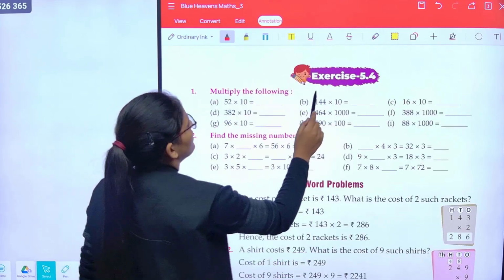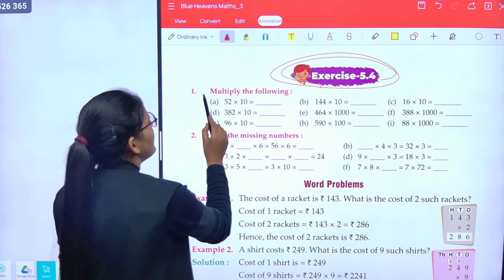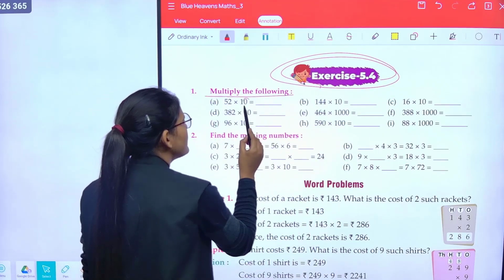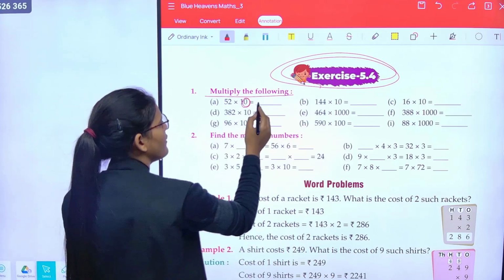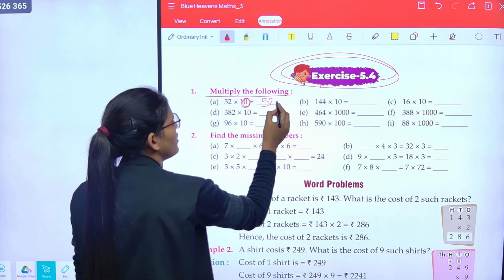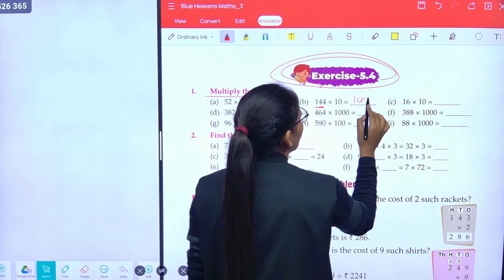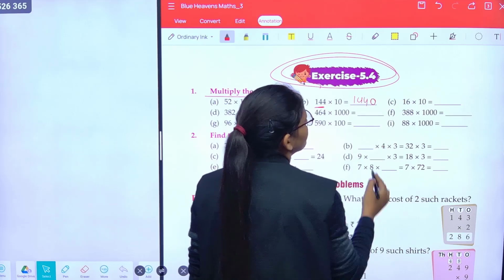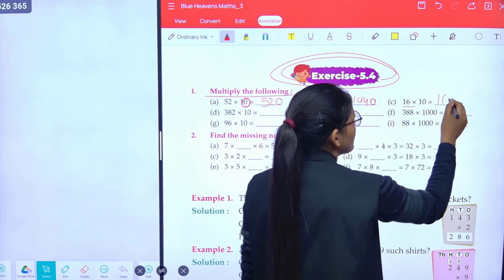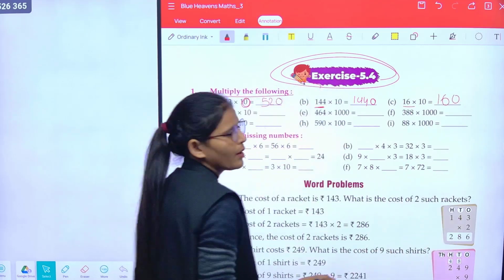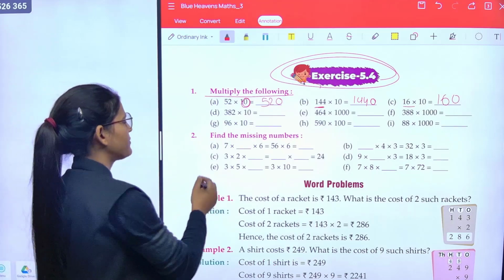Understood class? Now come to exercise 5.c. Multiply the following. class, यहाँ पर c हमारे पास एक 0 है तो हम अनेक्स 0 का यूज करेंगे. 952 into 10, put 0 at the end. Now 144 into 10, put 0 at the end of the number. 16 again into 10, it will become 160. Okay. Now students, rest of the parts do yourself.